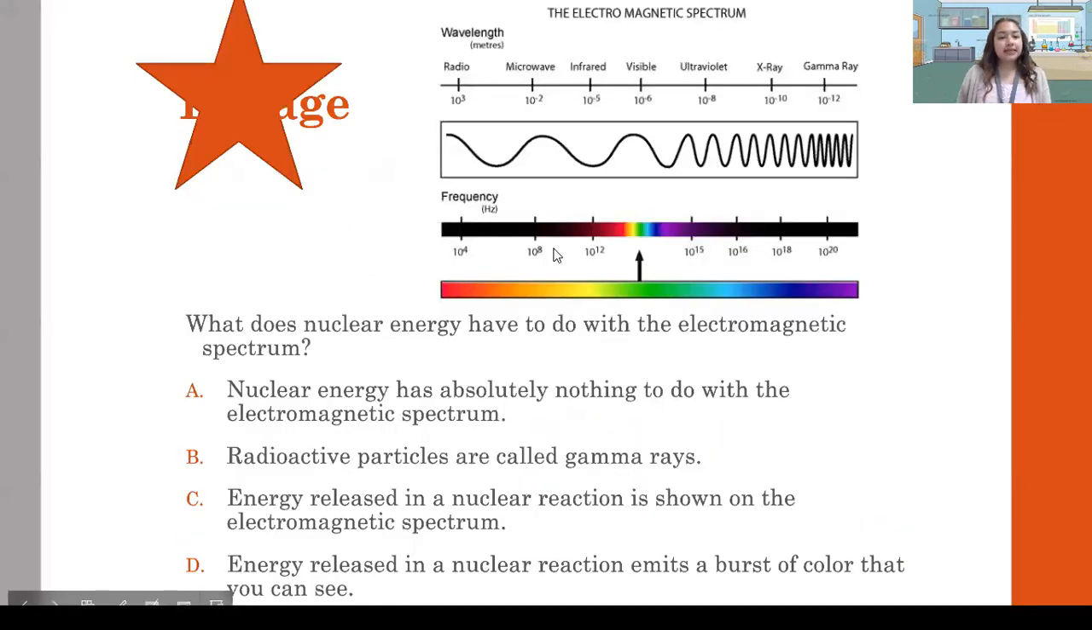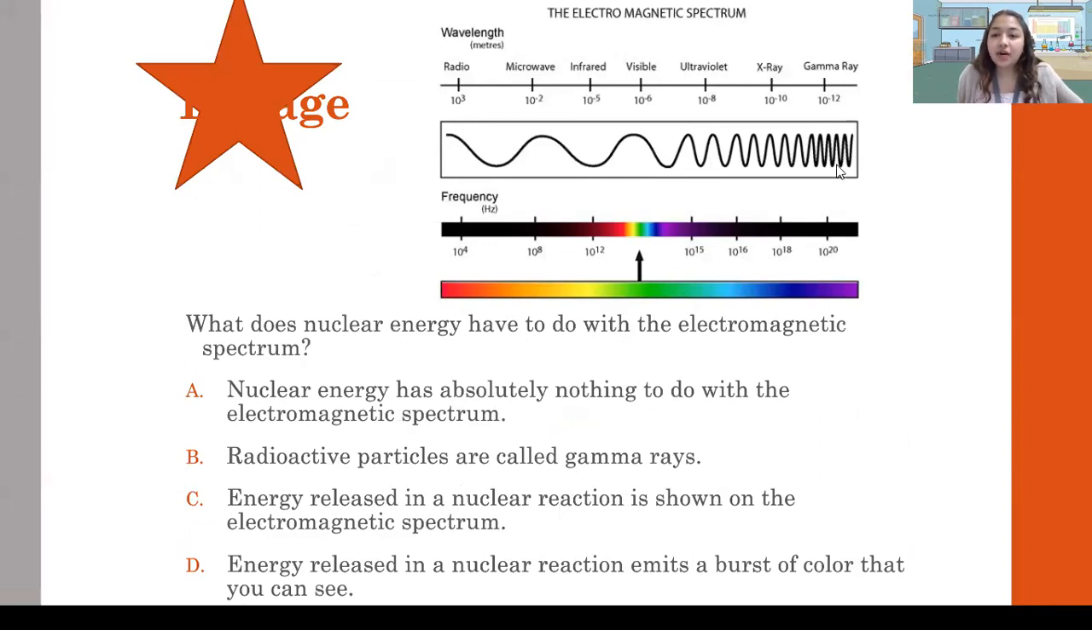So the first question is asking us, what does nuclear energy have to do with the electromagnetic spectrum? And you can go ahead and pause the video and read through A through D and see which one is the best answer choice. So once you read through them, what we should find is that the correct answer is letter C. It says energy released in a nuclear reaction is shown on the electromagnetic spectrum. So that is the best answer for this question here.